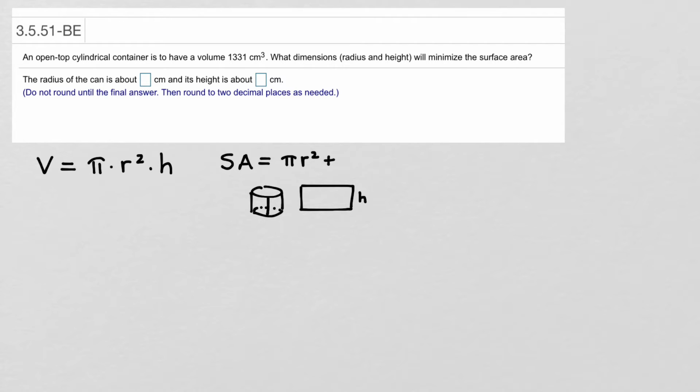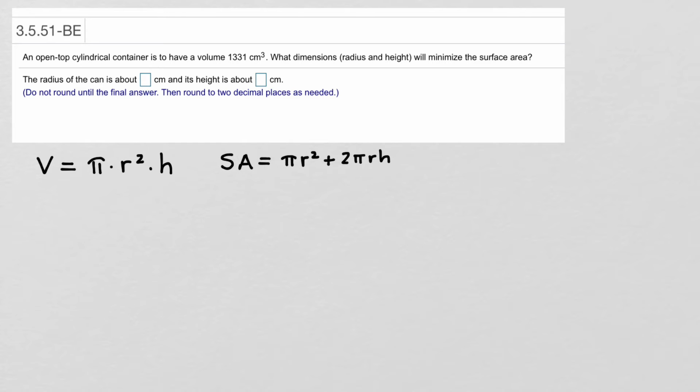And the height of the rectangle is the height of the cylinder. And the length across the top of the rectangle is the circumference of the circle. So that's 2 pi r. And since this is a rectangle, the area of it is going to be 2 pi r h. So that's how I figure out the surface area of my cylinder. Okay.